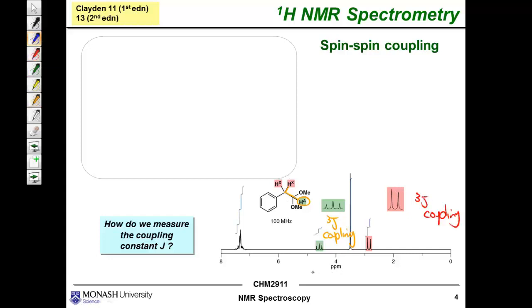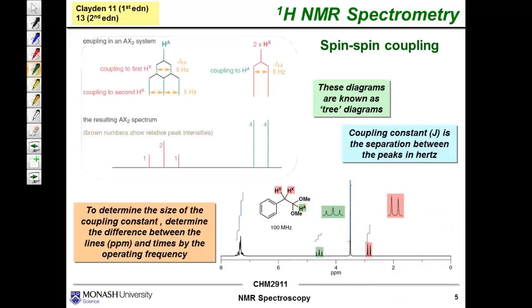Now on the x-axis of our NMR, we actually have it in terms of ppm, but that ppm has come about from conversion of a frequency using the known operating frequency of the machine. So now we know we've got 3J coupling, which comes about from HA coupling to HX and vice versa. But let's think of that a bit more in terms of the distance between the peaks. And so we think about this as tree diagrams.